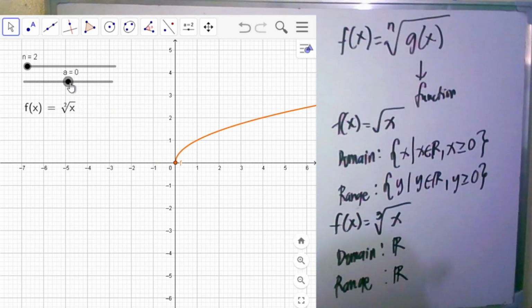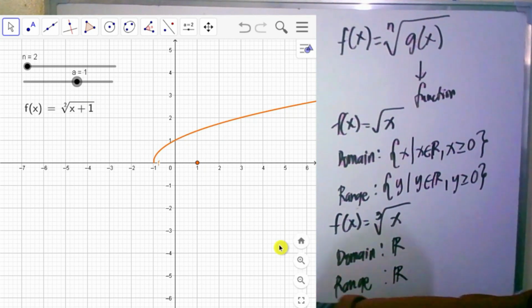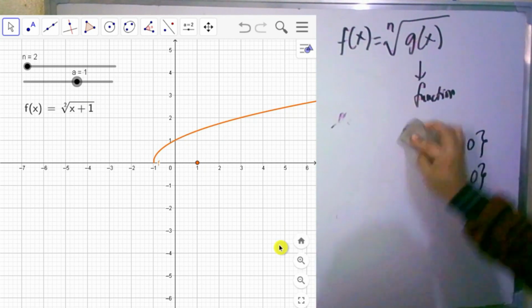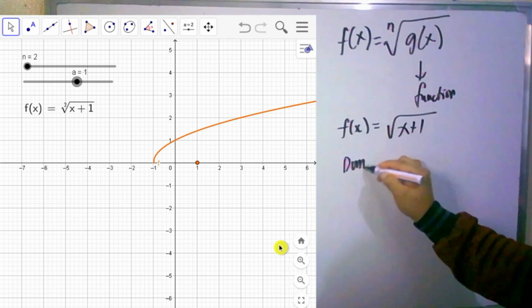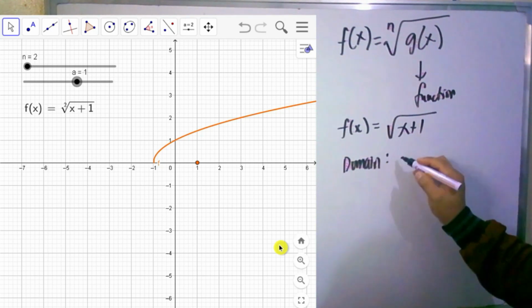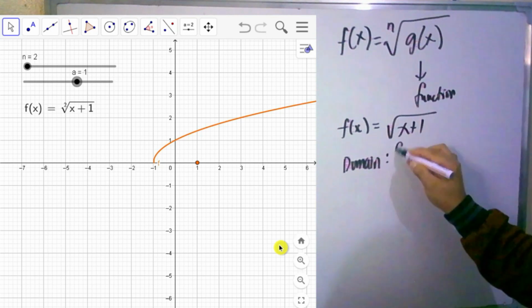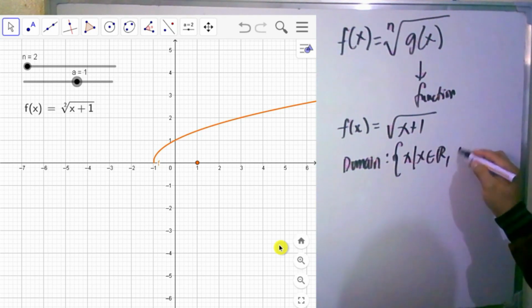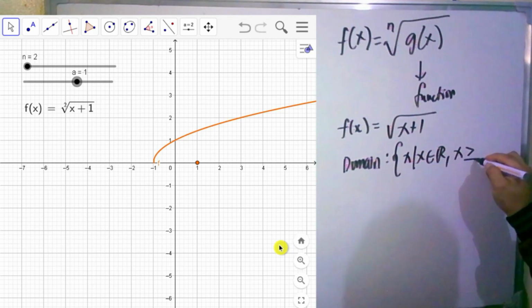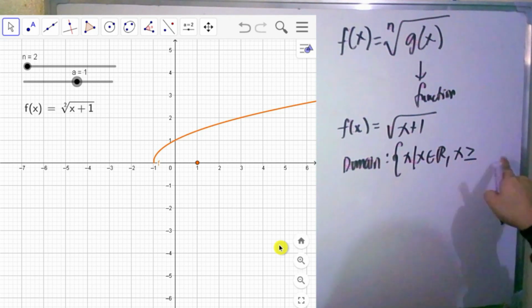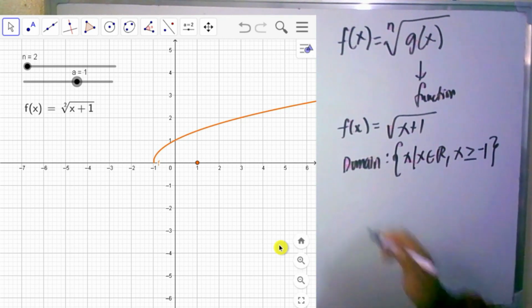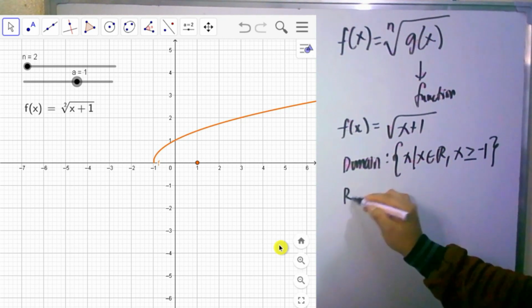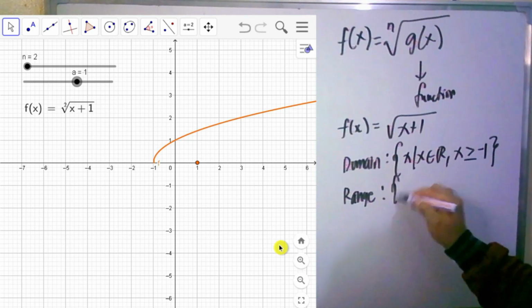So suppose dito, x plus 1, what is the domain if the function is x plus 1? What is the domain? Greater or equal to negative 1. Yes, x that are real numbers but they have to be greater than or equal to. So equal siya, we are not excluding negative 1, kasama pa rin siya, negative 1. And the range, how about the range?